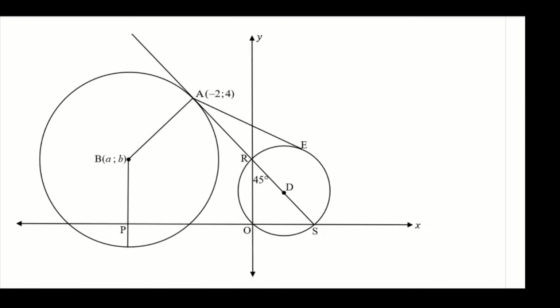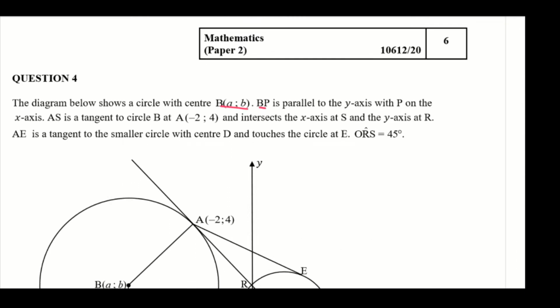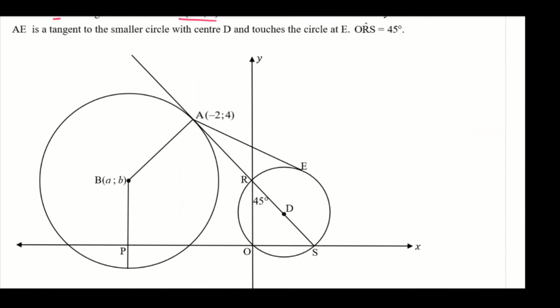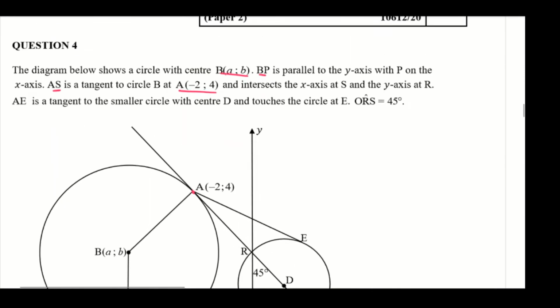And what's the statement saying again? With P on the x-axis. Okay, cool. And then AS is a tangent to the circle B at A. So AS is a tangent, so this line here from this point up until that point, it is a tangent, right? And we are given point A, which is this one here, is given as -2 and 4, and intersect the x-axis at S.